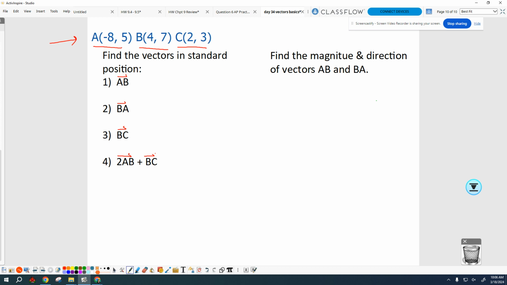That's the first one. Sarah, you want to have AB? Vector AB would be, it's standard position. It's 4 minus 8, so -4. And 7 minus 5, which is 2.